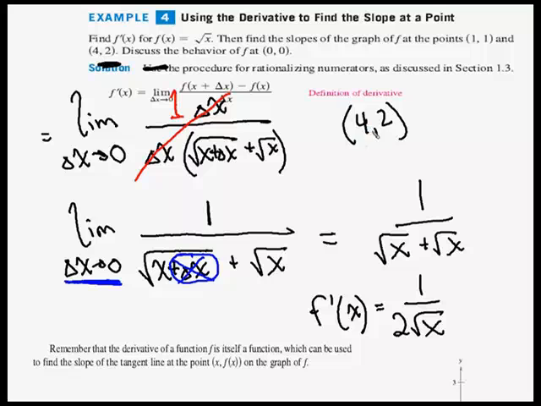What is the derivative at this point? Well, we'd plug this x value of 4 in here. The square root of 4 is 2. 2 times 2 is 4. The derivative there, the slope at this point would be 1/4. m would equal 1/4.